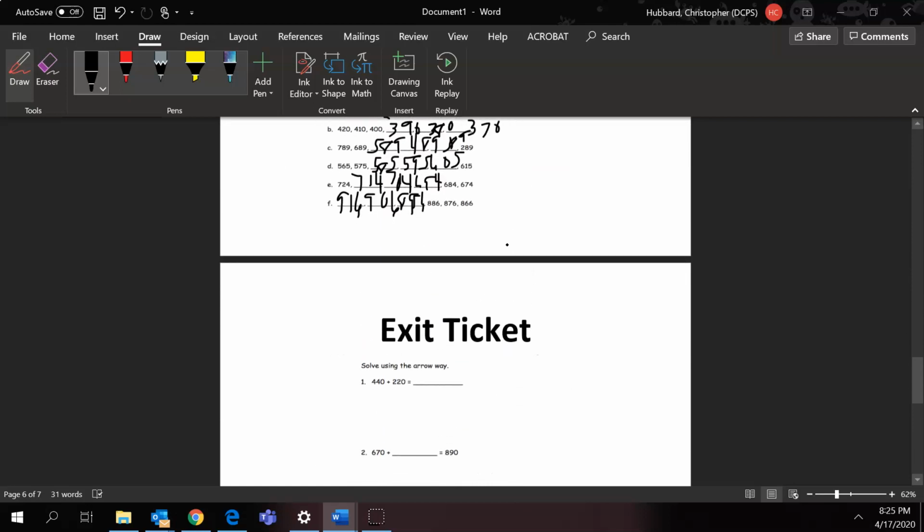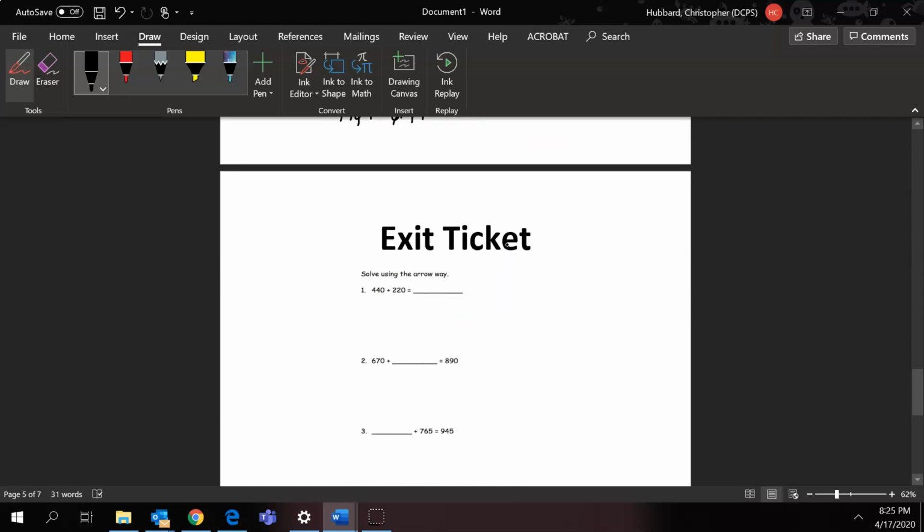Same thing with the exit ticket. You have 440 and you're adding 220. For number 2, you have 670 and you're adding to get to 890. Number 3, you don't know what your first part is, but the second part is 765 and the total is 945. So what are you going to have to do on your arrow method to figure that out? This one's tricky, but I know you guys can do it.